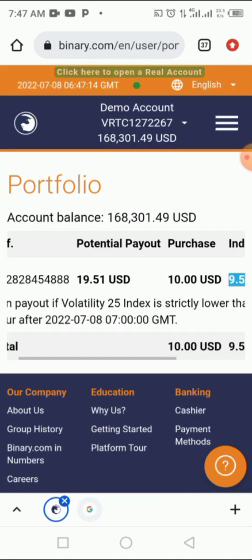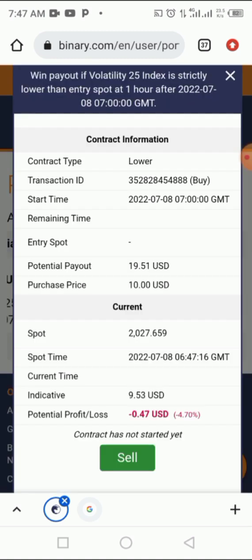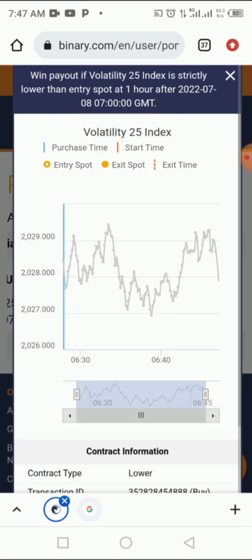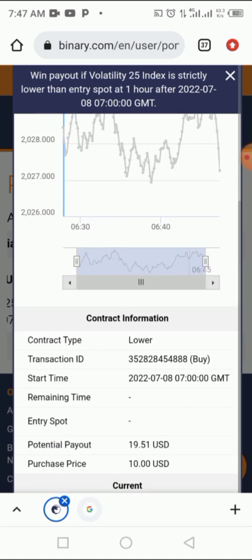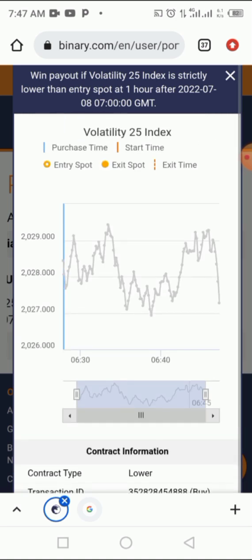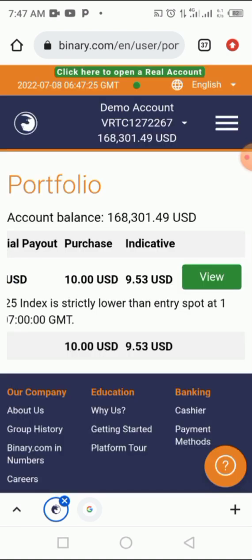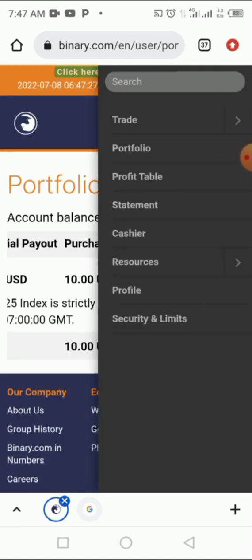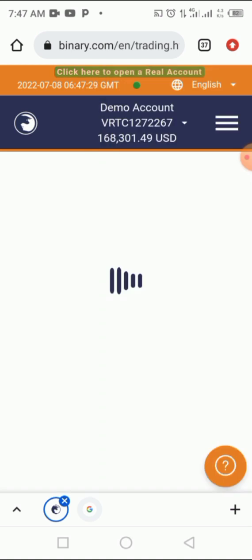So you can see this one is still on pending, like we did. The reason I don't want to cancel it is that once it's 7 o'clock, it's going to be activated. So let's go back to the trading platform again.